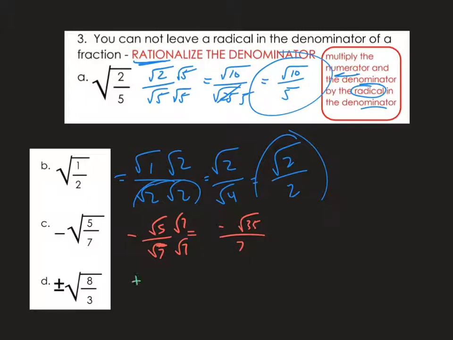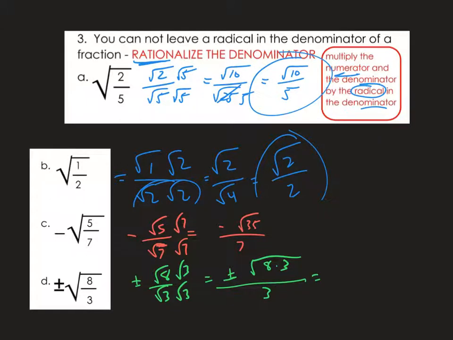We have plus and minus rad 8 over rad 3. First things first, separate them. Then multiply top and bottom, or the numerator and denominator, by the radical in the denominator. It's going to give us plus and minus. Now, rad 8, I'm just going to leave this like this for a second. And that's a plus and minus over 3.